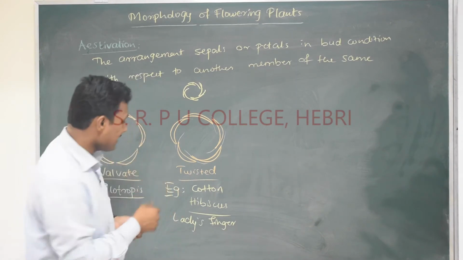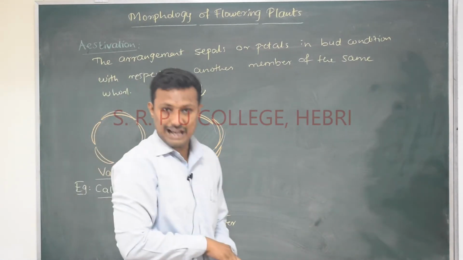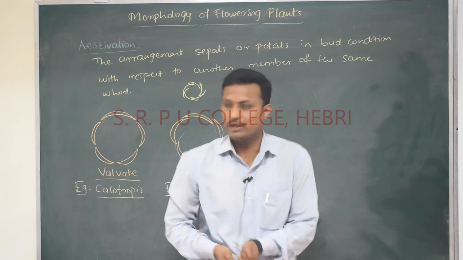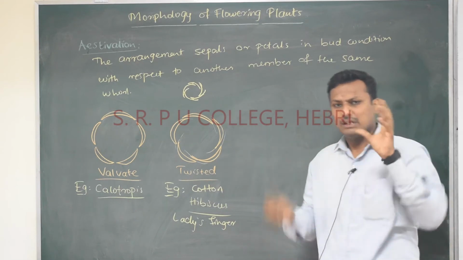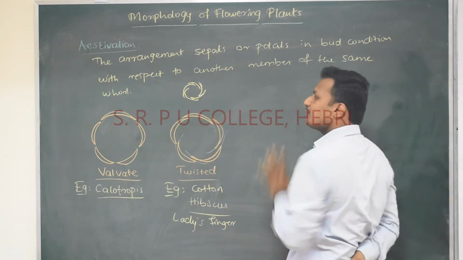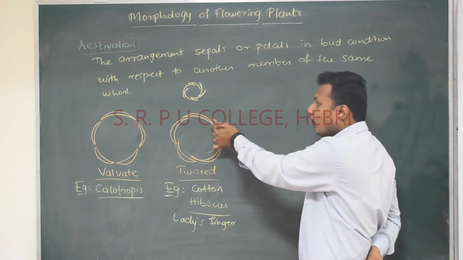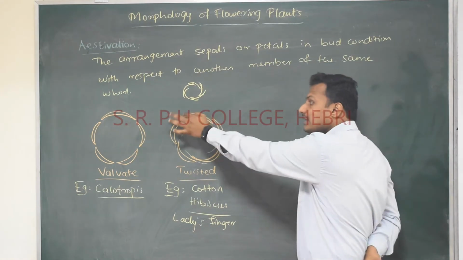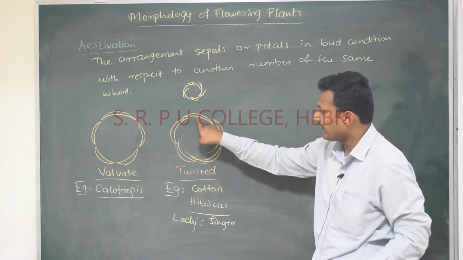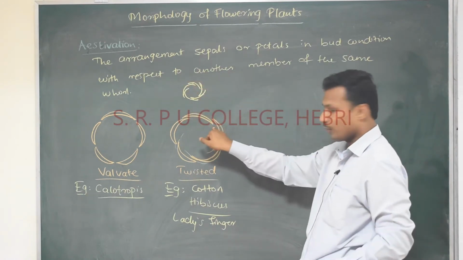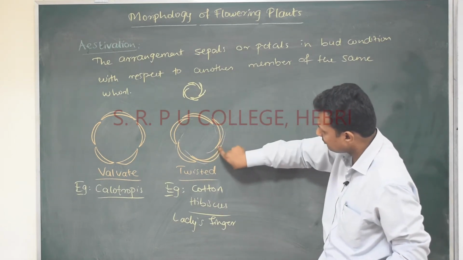Another, or the next type of aestivation that we are going to see here is imbricate aestivation. In the case of imbricate aestivation, it is not completely twisted, not completely overlapping also, or it is not having a proper overlapping. In the case of the twisted, what we are seeing is each appendage, one end of the appendage is overlapped by the next appendage and the other end is overlapping the other appendage. That is, this end of this appendage is outside, this is inside. Similarly, this end of this appendage is outside, this end of this appendage is inside.